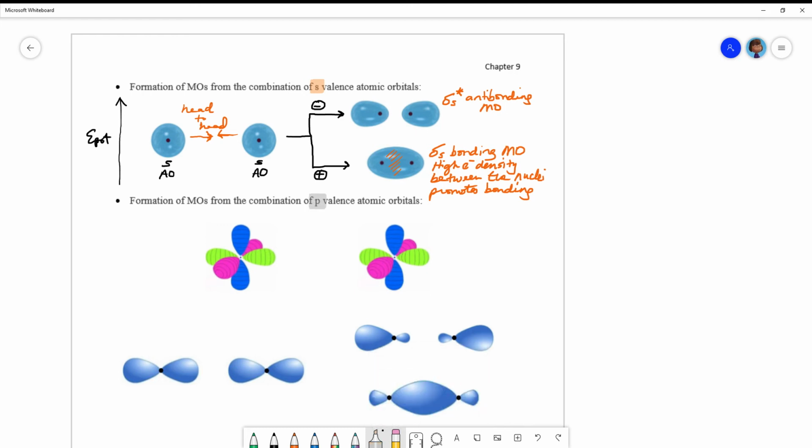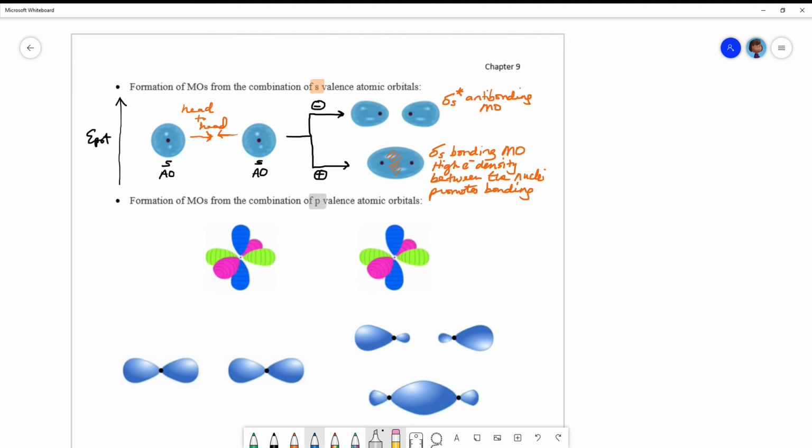Okay, so let's take a look at what happens when we combine p orbitals together. Let's remember that an atom will always have three valence p orbitals, the px, the py, and the pz. So if the px, the py, the pz on one atom are going to combine constructively and destructively with the px, the py, and the pz orbitals of the other atom, what do we end up with?